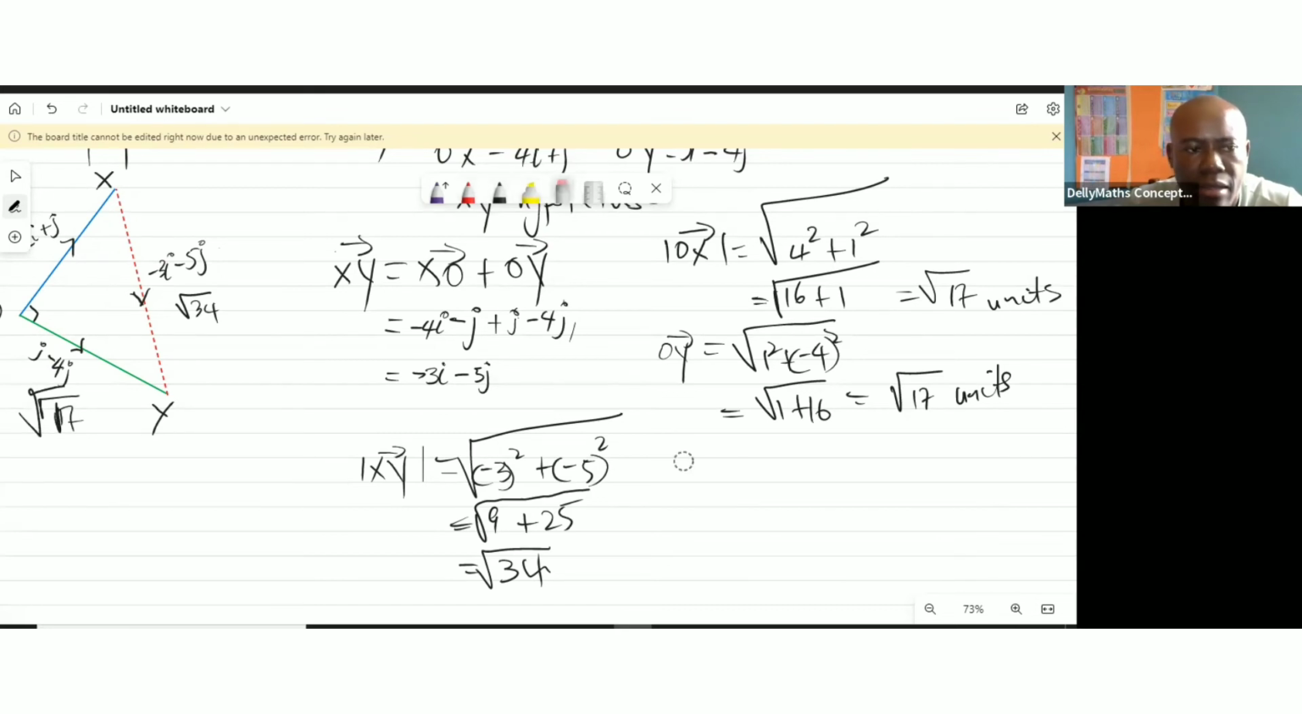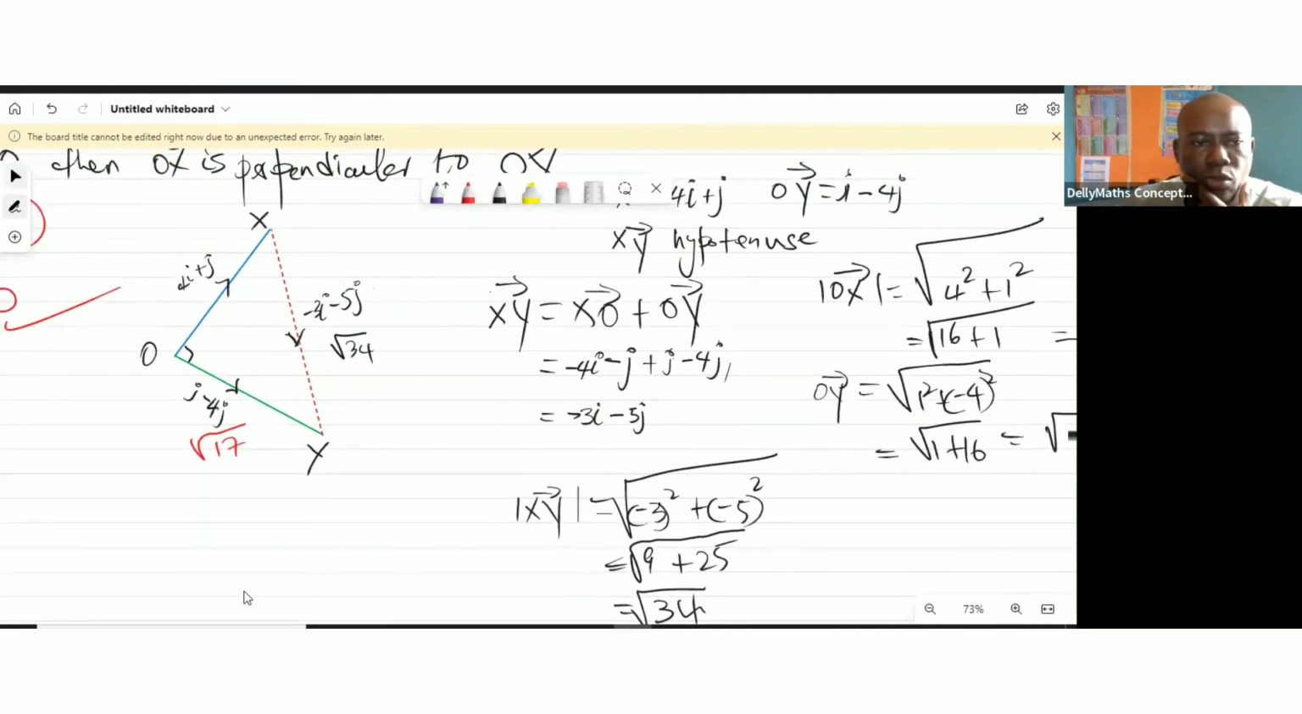All right, let me fix this. This is the root of 17 right here, and this other one here, we got the root of 17 as well. So then we're saying that we could perform Pythagoras on this.